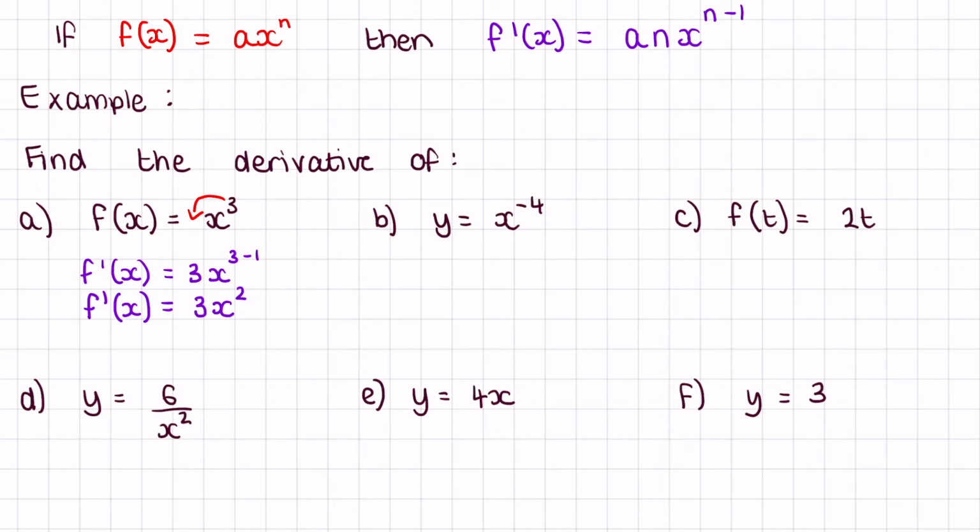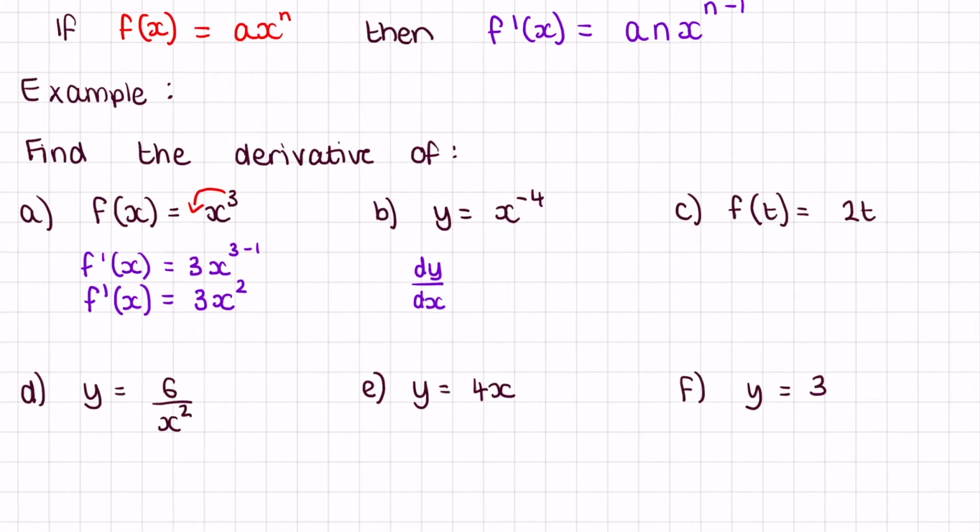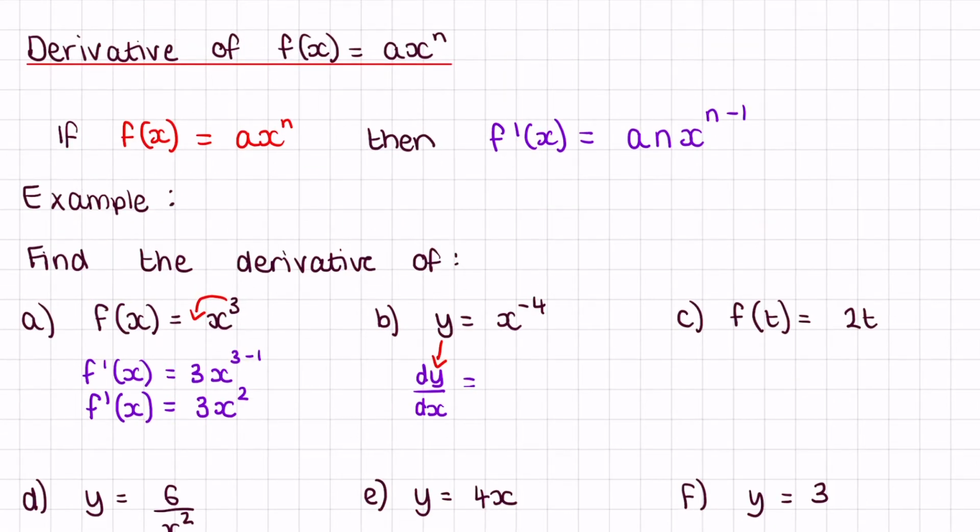Part B, y equals x to the power of negative 4. So once again, really simple, but there's one common mistake that happens with this. Now, with y, we want to write our derivative, so we can do dy over dx. That's, remember, another way we can write the derivative. And we do a y on the top here because it's y equals, and then the x on the bottom, so the dx, and it's an x because we have an x in our equation.